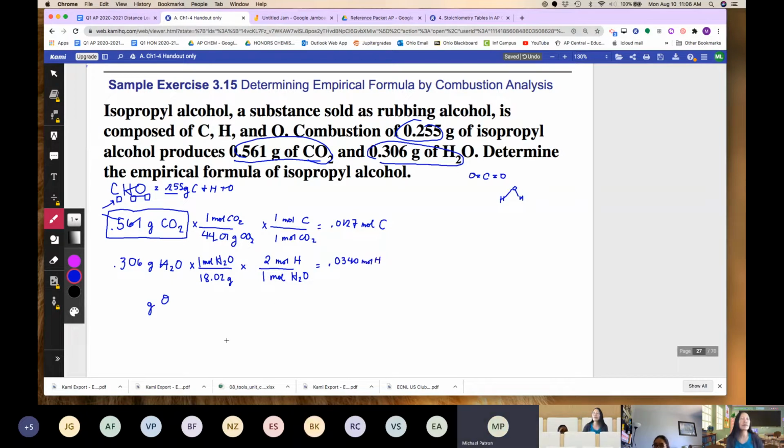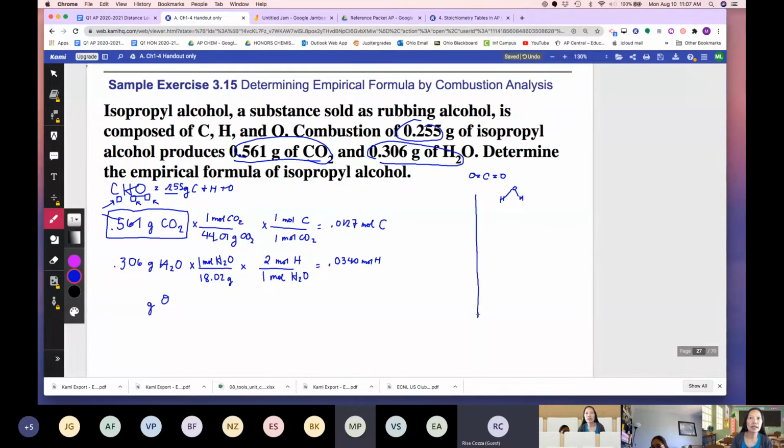Okay. So now I have the second number, the second subscript. Now I need the oxygen. Any suggestions on how I do that? Subtract the moles of C and H. From what? Oh wait, first you get the grams and you subtract it from the 0.255 grams.